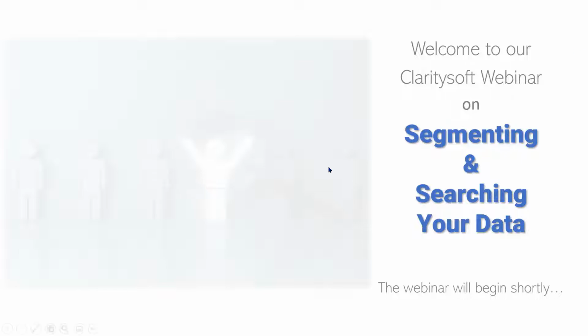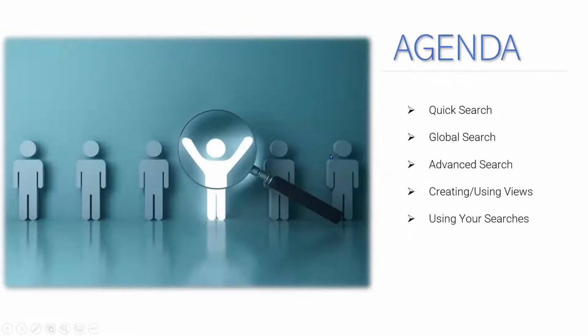So let's get started. What we'll be covering today are the basic search techniques that ClaritySoft offers to you. The quick search you probably are already familiar with is the box at the top left in each module where you can type in a combination of characters to do a very quick search to find a specific record or perhaps a group of records that match that set of characters you've typed, and then you can go to the specific record you want and go from there.